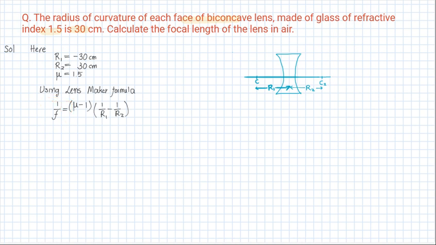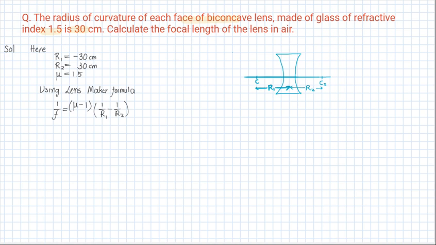Apart from this, they have said that you have to calculate the focal length in air. The surrounding medium is air. If the surrounding medium is air, then I can use the third one, which is mu minus 1 into 1 by R1 minus 1 by R2. Now let's substitute the values here.